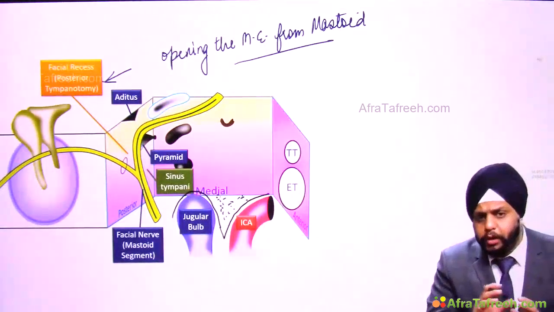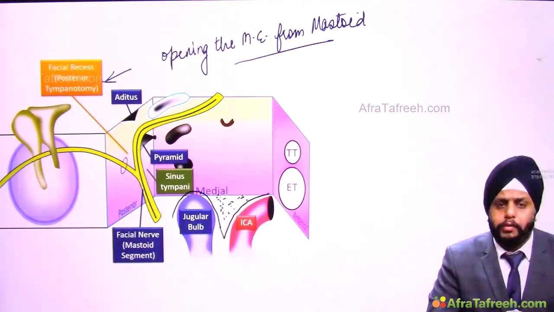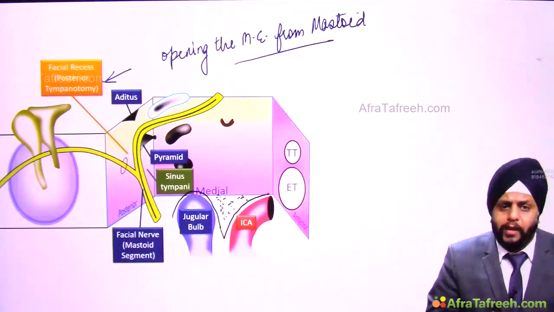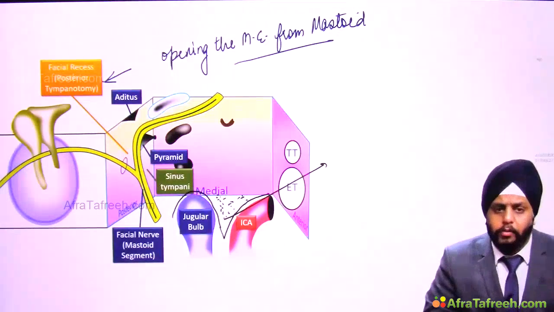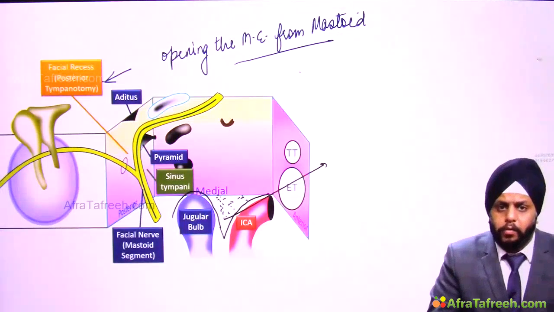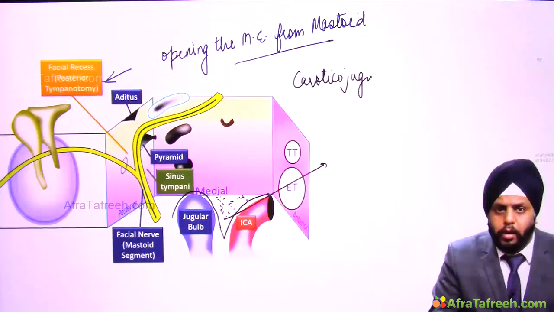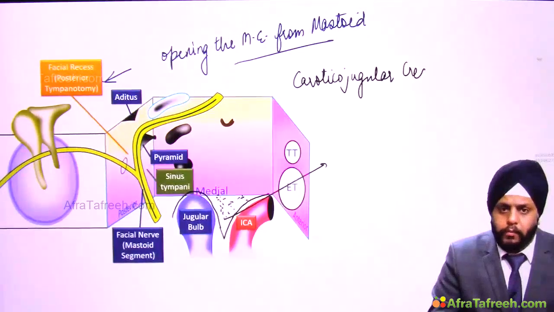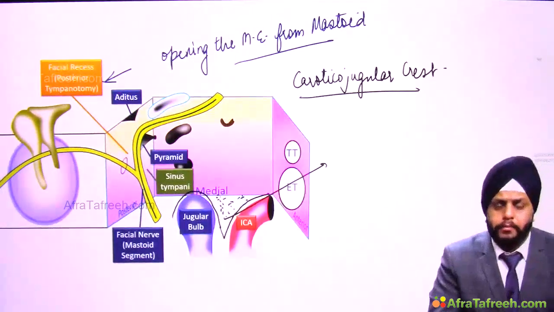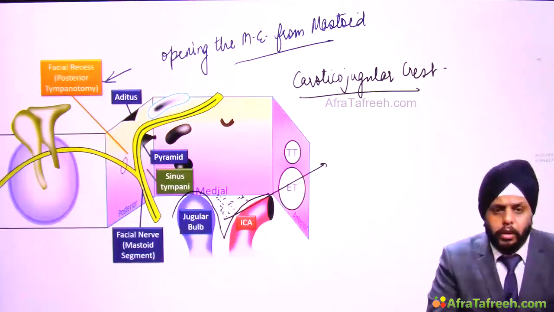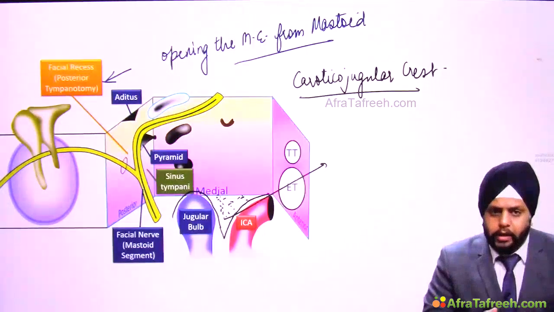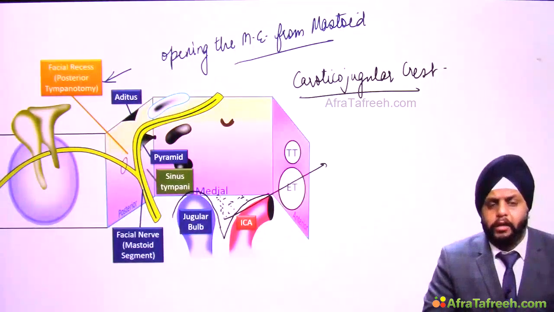So, because it curves around these vascular structures, it forms a crest between them. All right? This crest is between carotid artery and jugular bulb. So, this crest is known as caroticojugular crest. Carotid artery and jugular vein or jugular bulb. Okay? So, caroticojugular crest. Now let's look at this caroticojugular crest in another diagram.